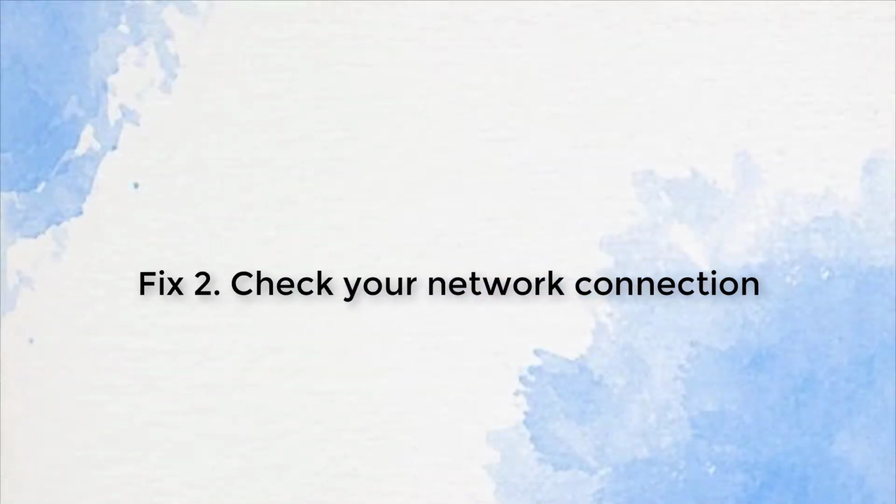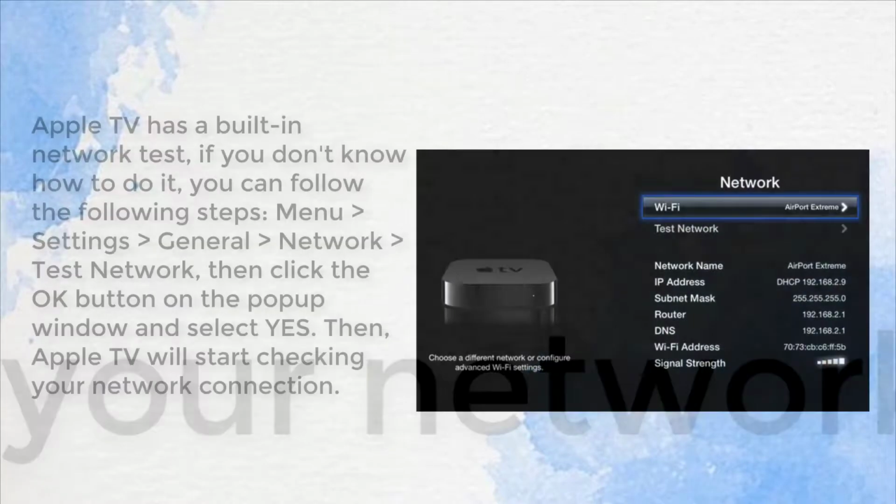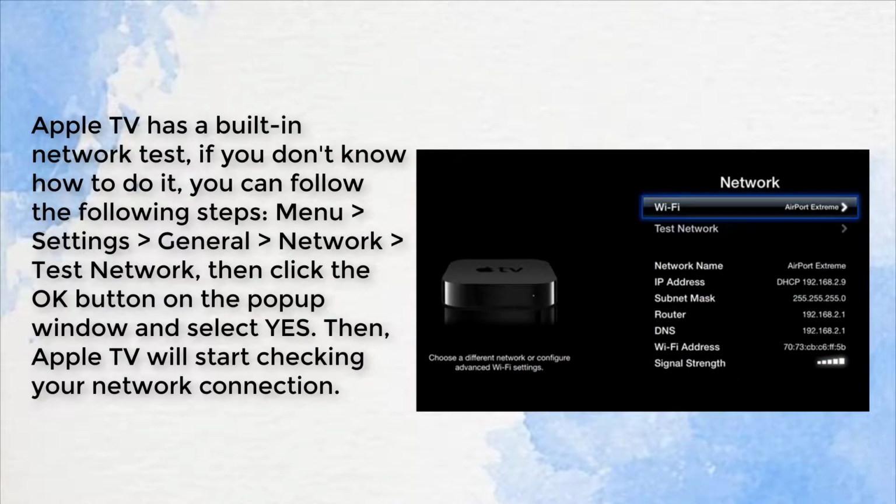Fix 2. Check your network connection. Apple TV has a built-in network test. If you don't know how to do it, you can follow these steps. Menu, Settings, General, Network, Test Network. Then click the OK button on the pop-up window and select Yes. Then, Apple TV will start checking your network connection.